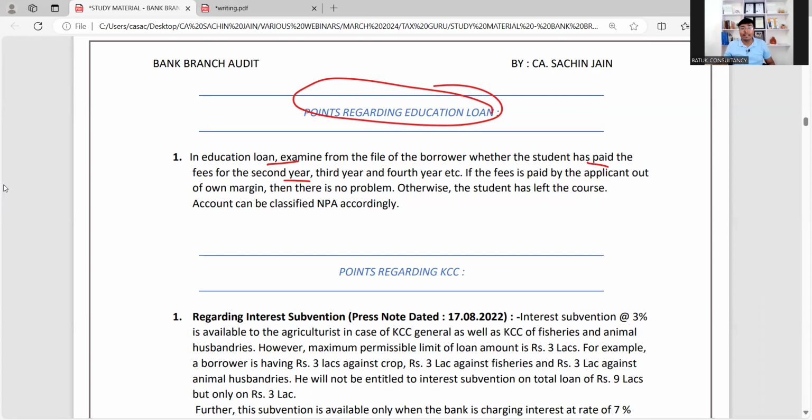If the fees is paid by the applicant through own margin, then there is no problem. Otherwise, the student has left the course and the account should be classified as an NPA. Because in many cases people take the loan, but after that they discontinue the education. In that case, we need to be very careful.